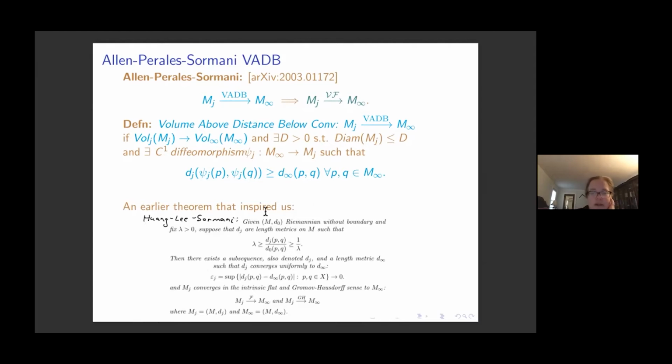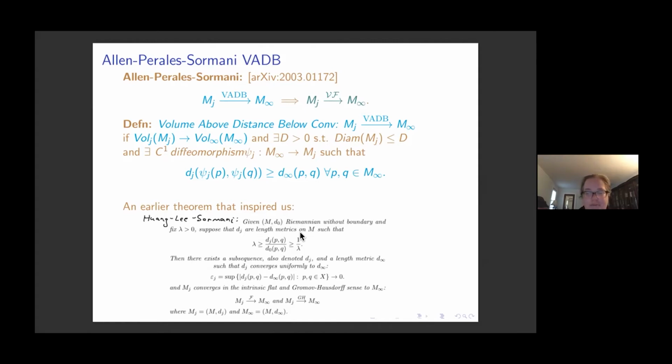So an earlier theorem that inspired us was this theorem in a paper by Huang, Li and I, which was studying the positive mass theorem when the mass is very small in the graph setting. And as a step of our proof, we came up with this method for estimating the intrinsic flat and Gromov-Hausdorff distance between things. On some level, the Gromov-Hausdorff result was already known. The intrinsic flat was not. I'm just going to mention this theorem because it was inspiring to us.